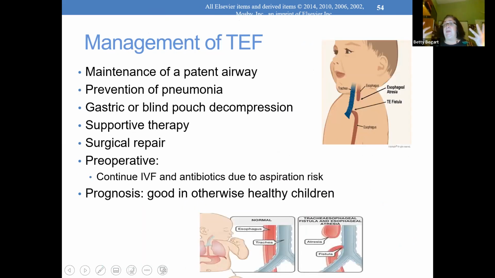So keep the airway open, keep that pneumonia prevented. Elevate the head of bed, NPO, suction at the bedside. Absolutely. Sometimes they'll go ahead and make these surgical moves in order to buy them time to do the full repairs. But usually IV fluids, antibiotics, until we get to the point where we can do surgery on them.